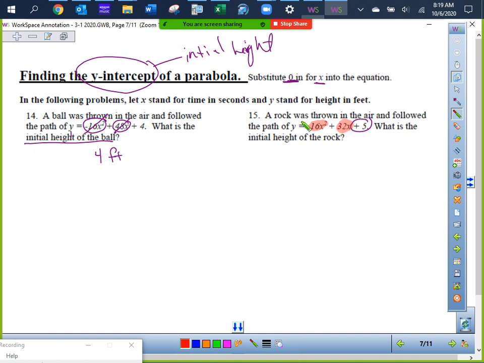So if a rock was thrown in the air and followed this path, what is the initial height of the rock, my friends? That is what? 5 feet. Too easy. Right? What you really have to understand is the initial height is the y-intercept. How do you find the y-intercept? Let x equal 0 in that case.